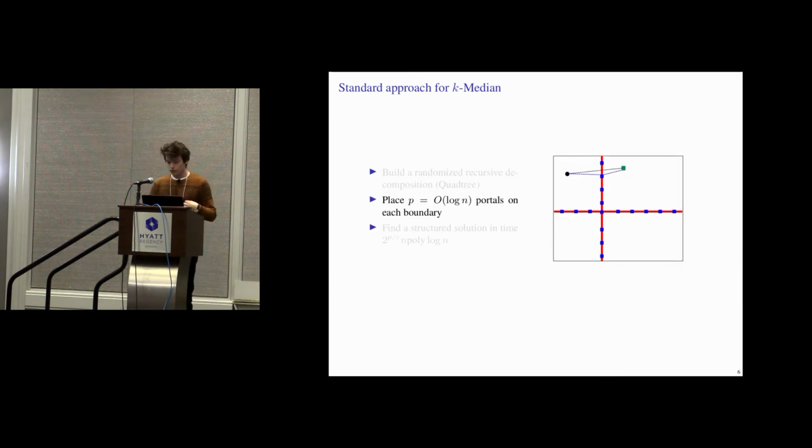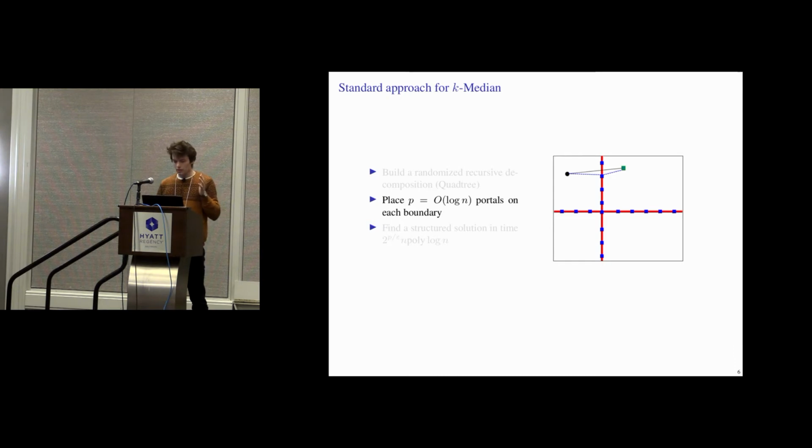Then we place some portals on the boundary. For k-median, we need, say, log n portals. And we force every path that crosses the boundary to go through a portal. So that incurs some detour. The detour, if the length of the line is L and we place P portals, is L divided by P. So we want a big P to have a small detour.